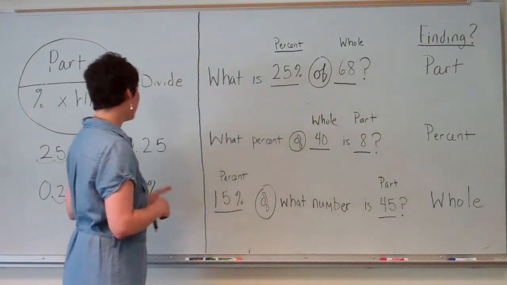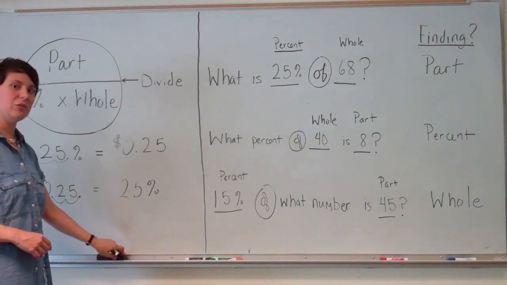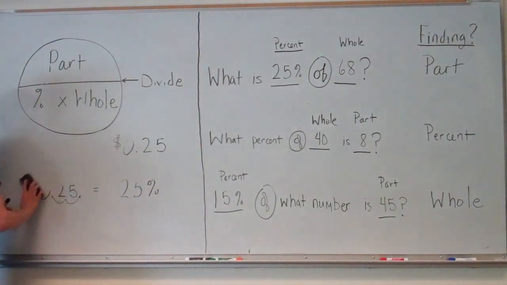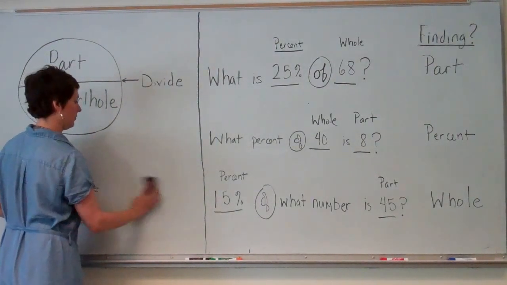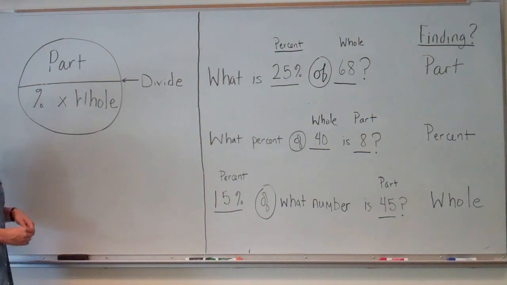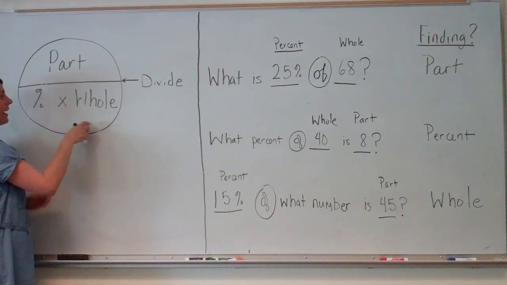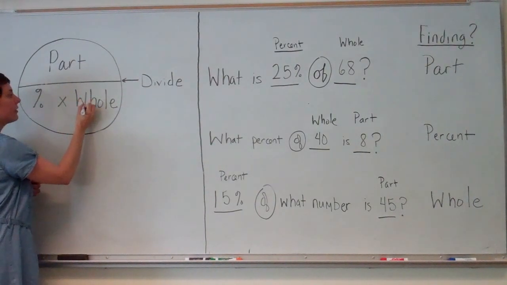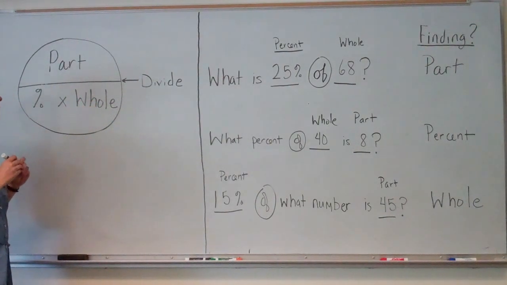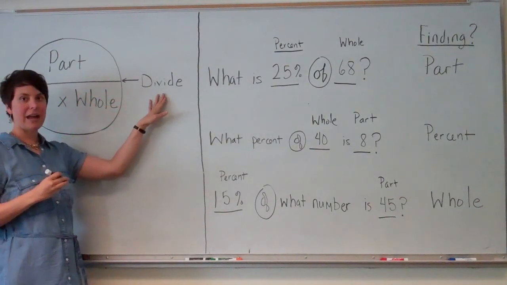So this cool thing over here is called a percent circle, and I'll show you how to use it to solve these problems. Notice that all of the parts of a percent problem are represented here. I have a part, I have a percent, and I have a whole. Notice, I also have a multiplication symbol, and this line right here means to divide, and I'll show you how to use it.